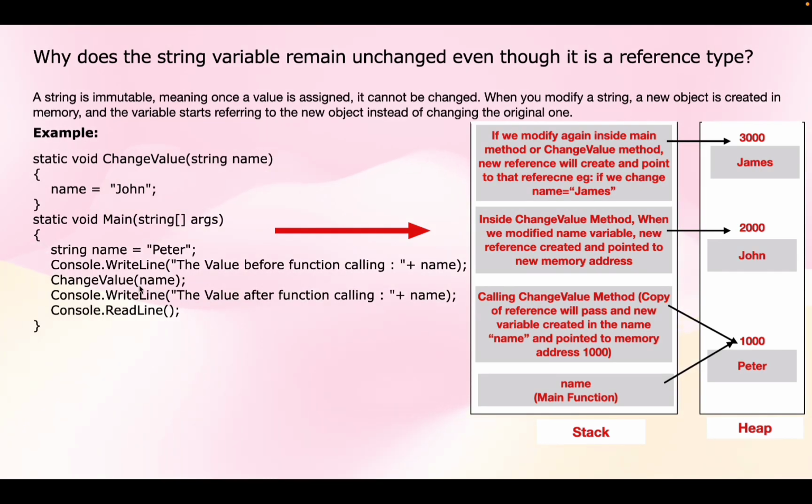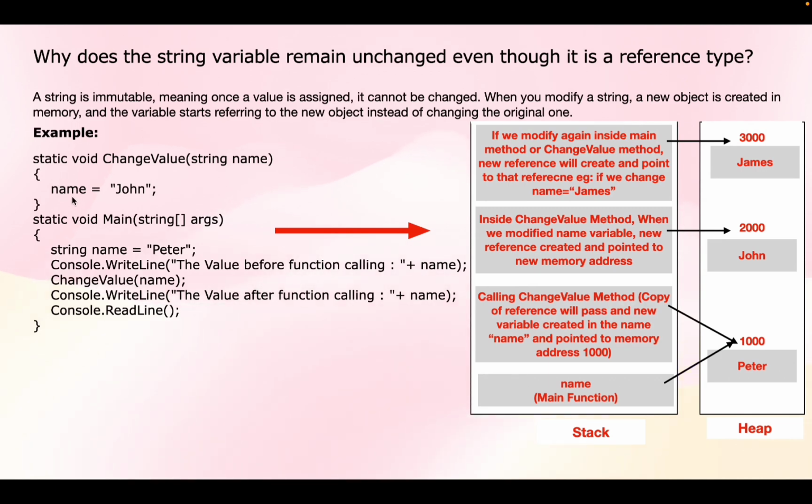And here we are calling the function and passing our string variable. After completing execution of this first line, a new variable is created in the name, and here a copy of the reference will pass. Note, string is a reference type, so only a copy of the reference will pass, and that newly created variable will also point to the same address 1000. So the reference in the change value method also points to the same address 1000 now.